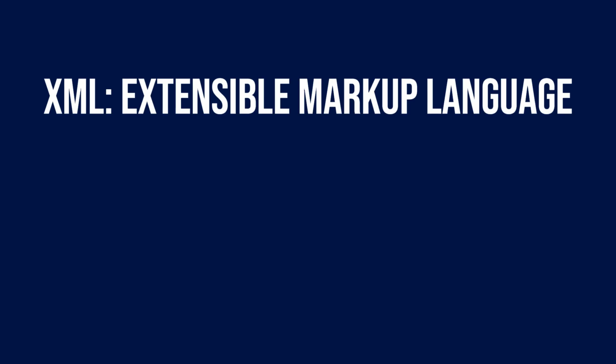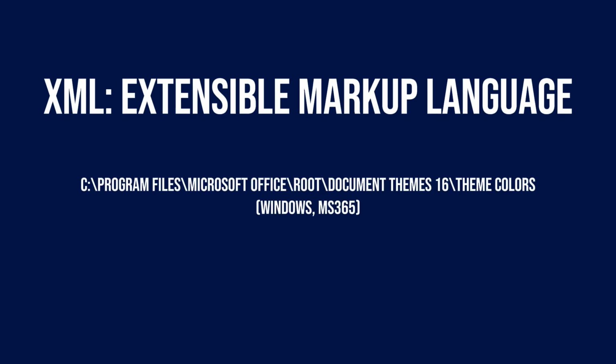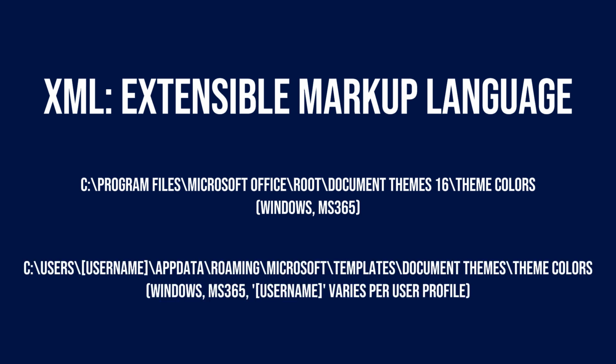Colour palettes are stored as XML files in one of two locations on your PC. There is one location for colour themes that came with your installation of Office, and another for custom palettes that you've created or saved yourself.